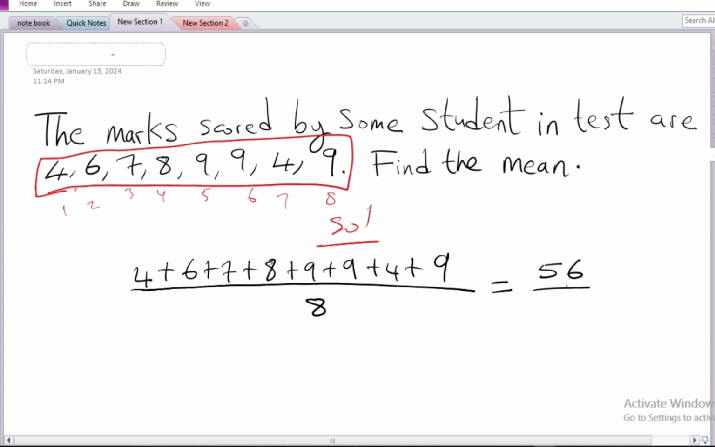You can also try doing the calculation by yourself. Then what we have here is 8. Now if we divide this, our final answer will give us what? 7. This here is 7. Our final answer is 7. So that's our final answer. Whenever you have a question like this, it's very easy to go about.